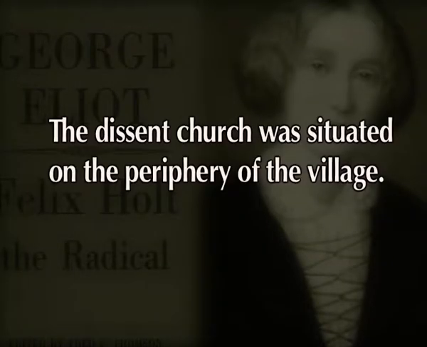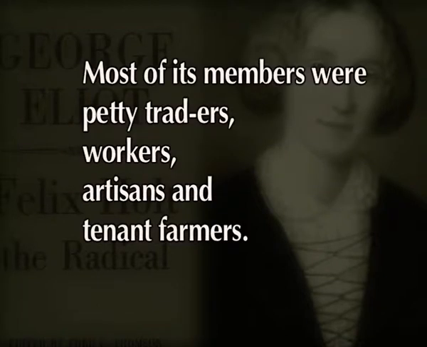The Anglican Church, as we have already noted, was controlled by the members of the De Barry family. The bulk of its members were drawn from the estates of the De Barry families. The church itself was located on the premises of the De Barry estates. The Dissent Church, on the other hand, was situated on the periphery of Trevi Magna, and most of its members were petty traders, workers, artisans and tenant farmers.